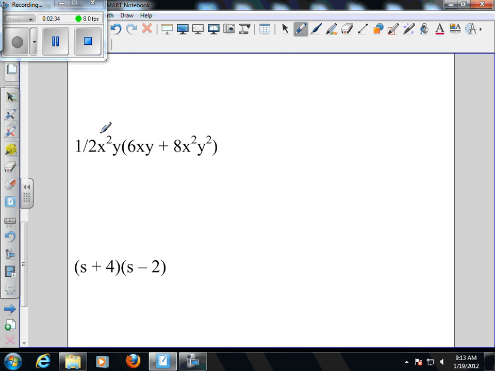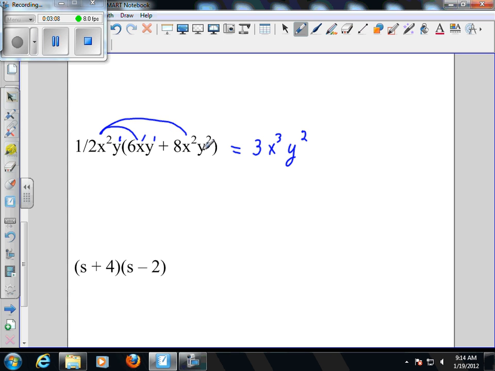Next, go ahead and try this one. We're going to use the distributive property, and we have 1/2 x squared y times 6xy. And again, if you want to put in the exponents of 1, go ahead. So 1/2 of 6, of course, gives us 3. X squared times x to the first is x to the third. Y to the first times y to the first is y to the second.